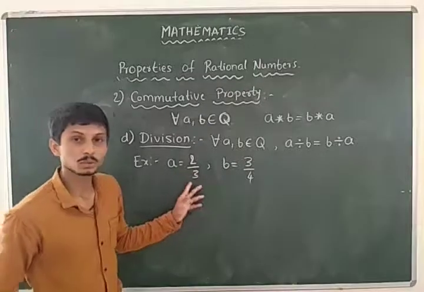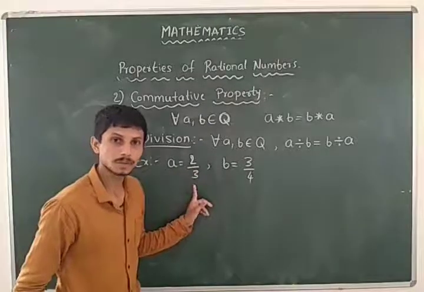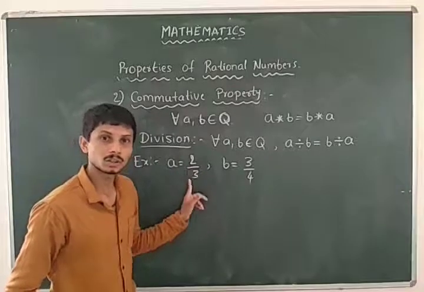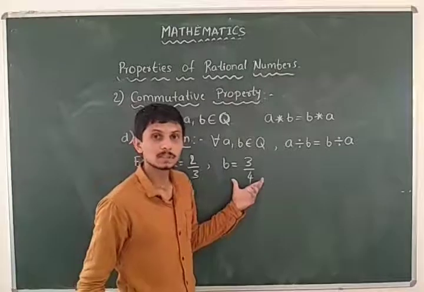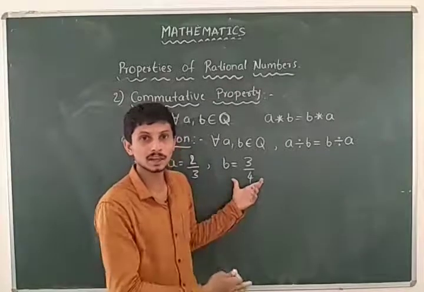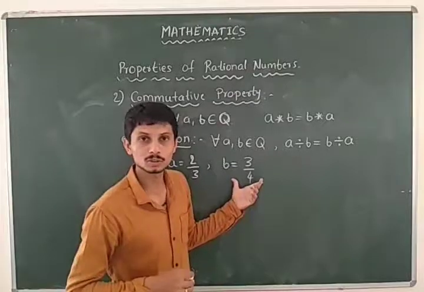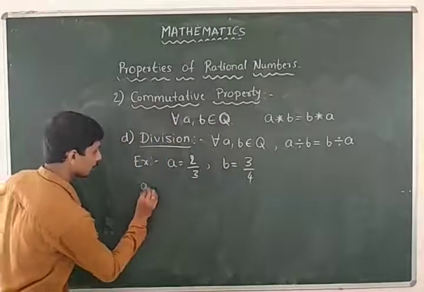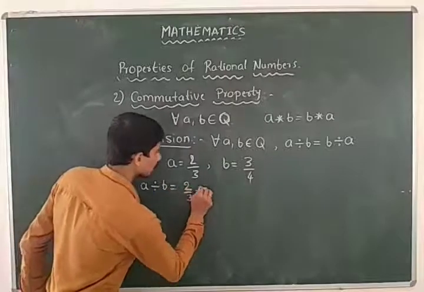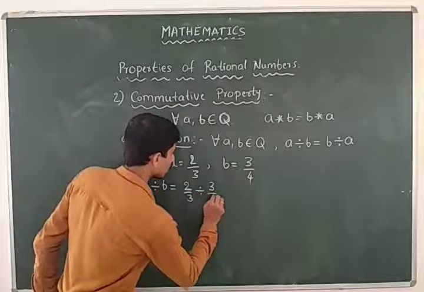So a is equal to 2 by 3. It is in the form of p by q, where p and q are integers and q is not equal to 0. Likewise, b is equal to 3 by 4. It is in the form of p by q, where p and q are integers and q is not equal to 0. So let us perform one by one. A by b is equal to 2 by 3 divided by 3 by 4.